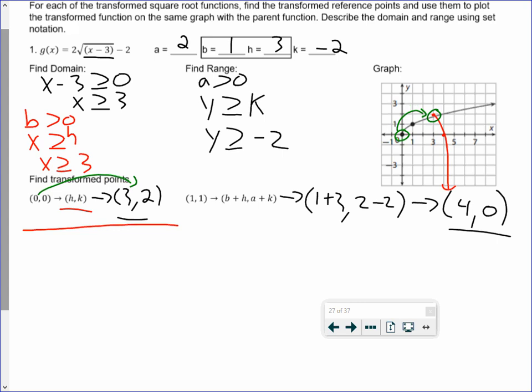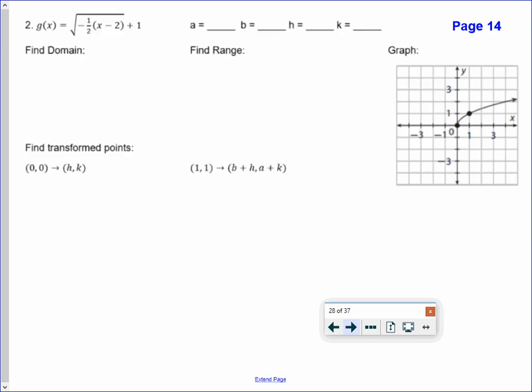So let's go on to the next slide, the next example. On this slide, we have the square root of -1/2 x minus 2, all plus 1. So our a term here is 1. Our b is -2, right? It's -1/2, which is 1 over b. So our b is going to be -2. Our h is 2. And our k is 1. So we have our a, b, h, and k.